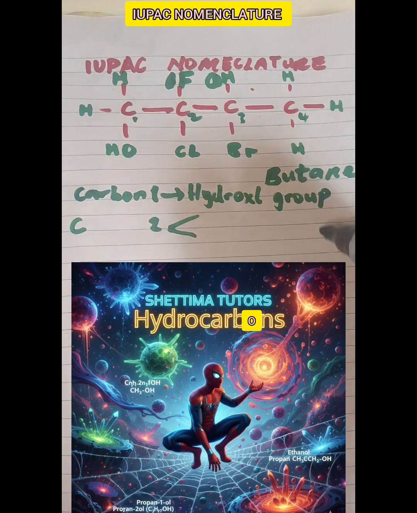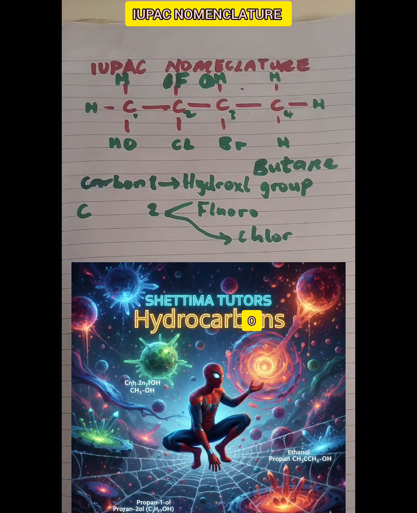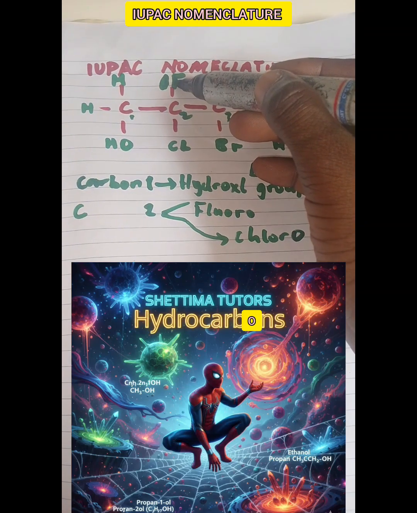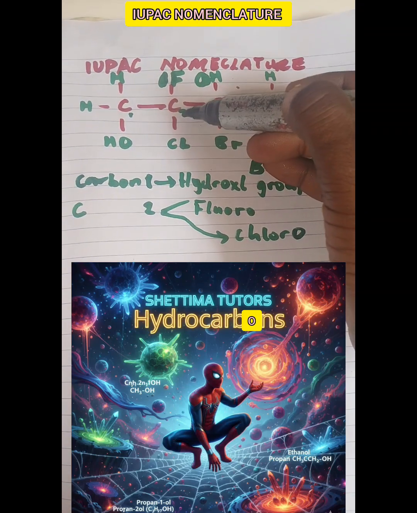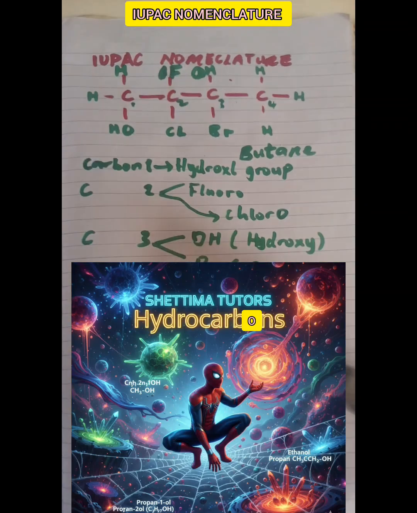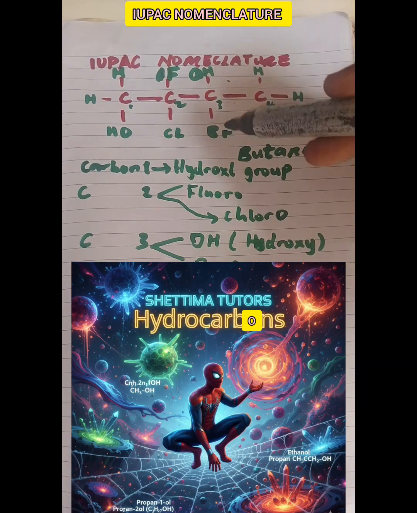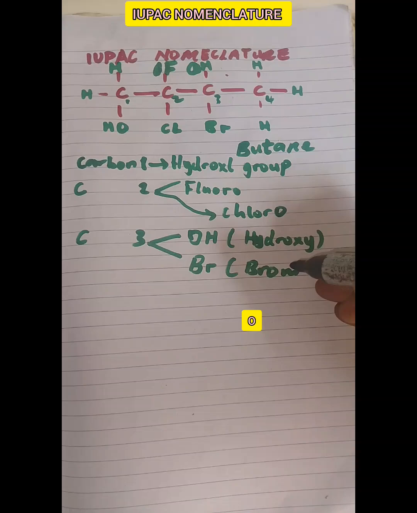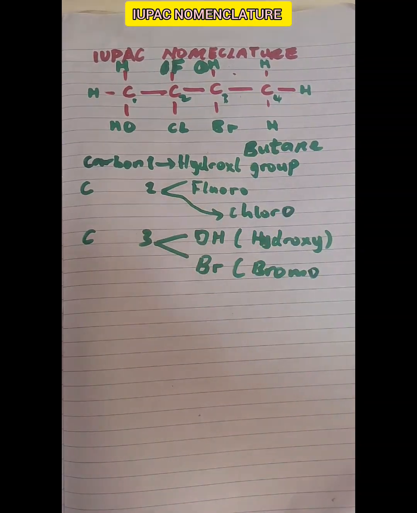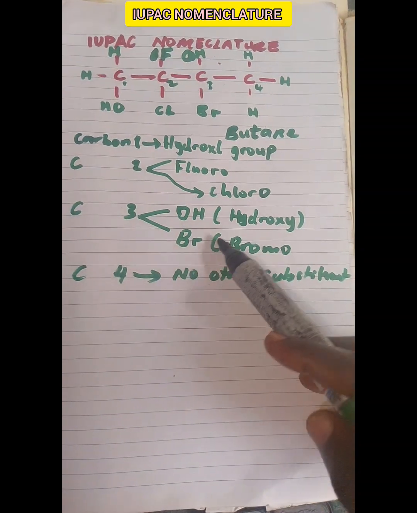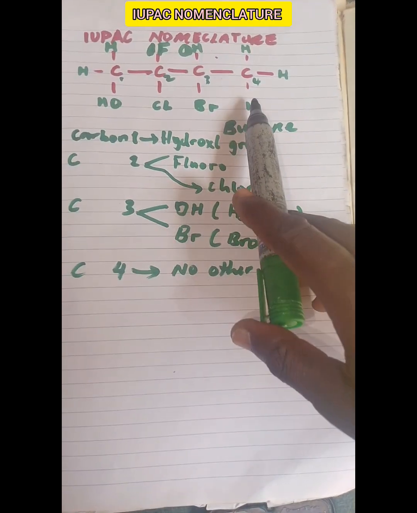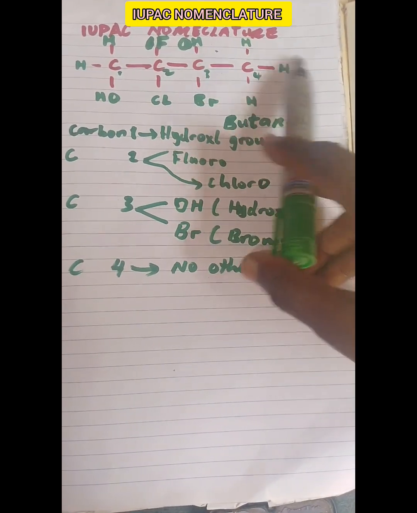For carbon 2, you have fluoro and chloro. You have here fluoro, chloro in the carbon 2. Carbon 3, you have hydroxy and bromo. Hydroxy and bromo. We're writing it hydroxy, bromo. For carbon 4, there is no other substituent apart from hydrogen. This is carbon 4.